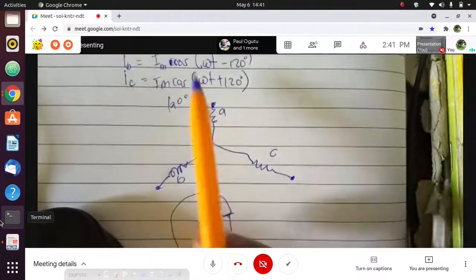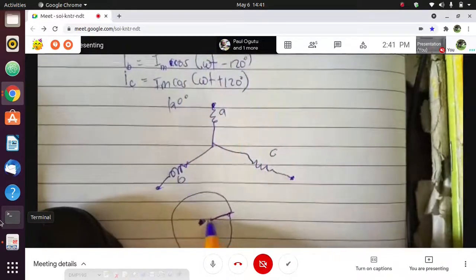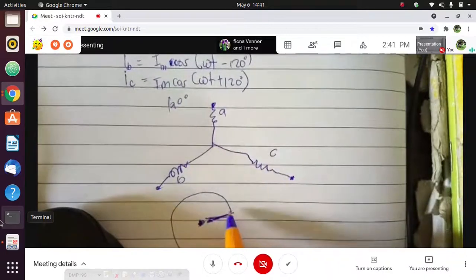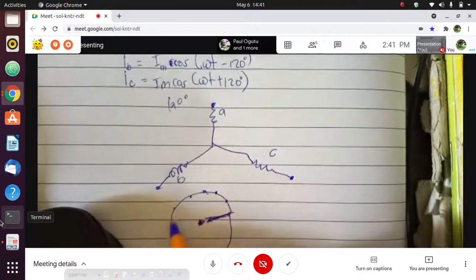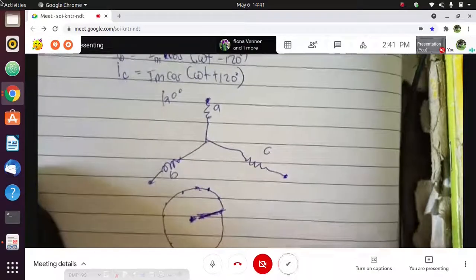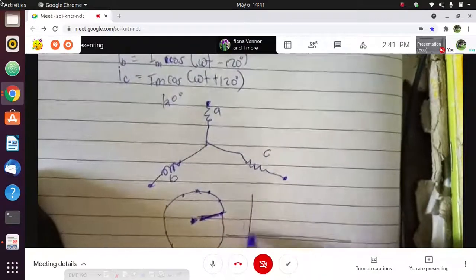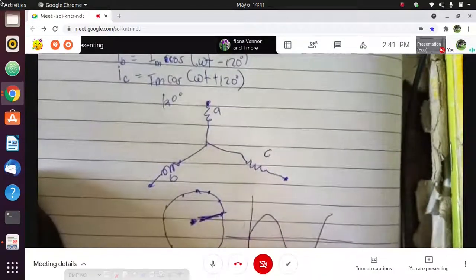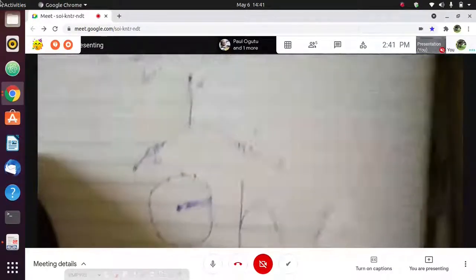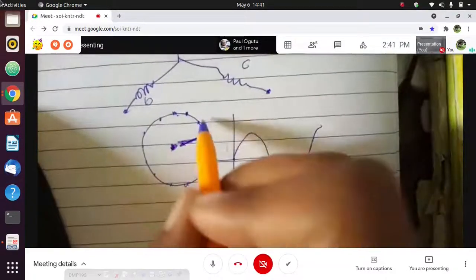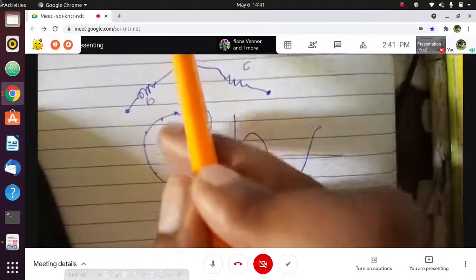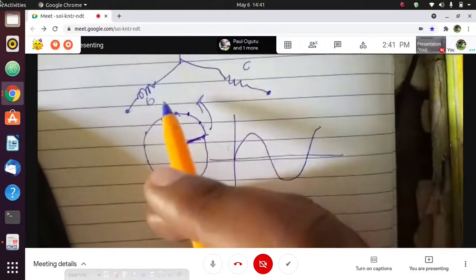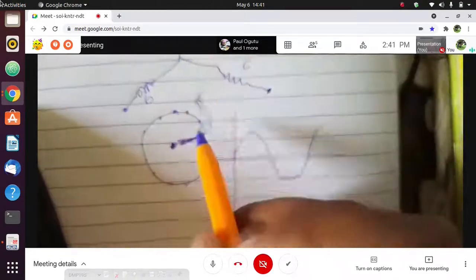And when current moves, when we plot the current at different positions as a graph, that is why we get a sinusoidal waveform. It's a vector quantity that has magnitude and direction, and it is rotating at an angular speed omega, and it takes time t to rotate. Now this is the phase angle of that current.